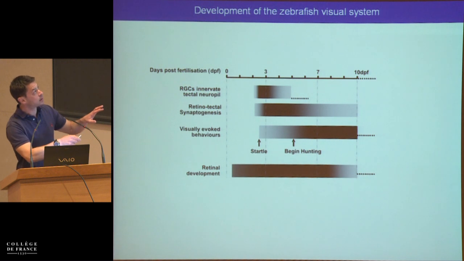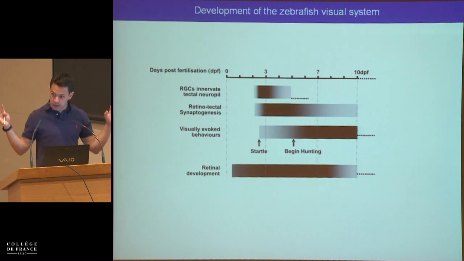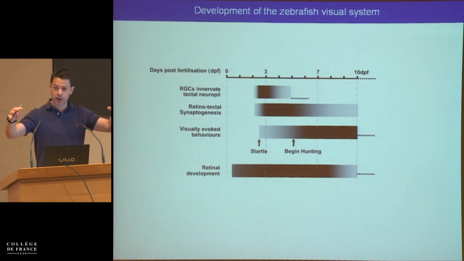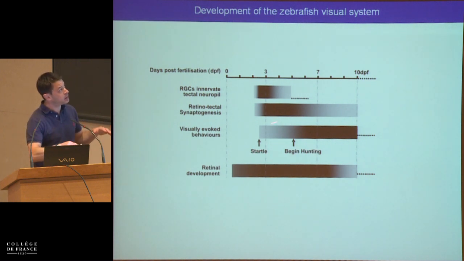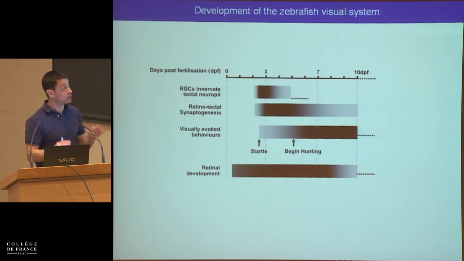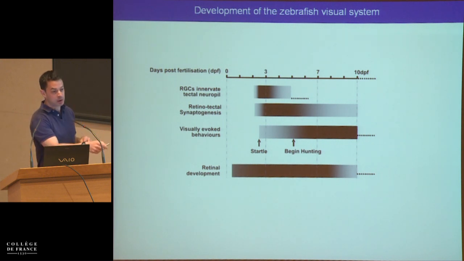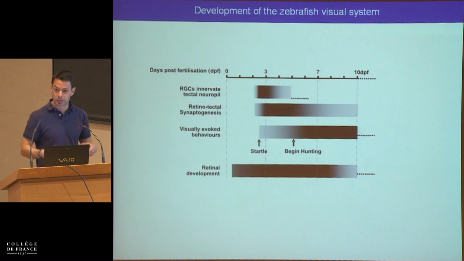So the first retinal ganglion cells will begin to send out an axon from the retina around 2 days post-fertilization. They will really innervate the tectum en masse at around 3 days post-fertilization. And then there's a period of retinotectal synapse formation that lasts about 3 days. It's really very rapid. Retinal development is a pretty protracted process. You still have synaptic laminae forming in the retina at 2 weeks and beyond, but the fish is already beginning to hunt at 5 days. So it's behaving despite this really dynamic process of circuit assembly.